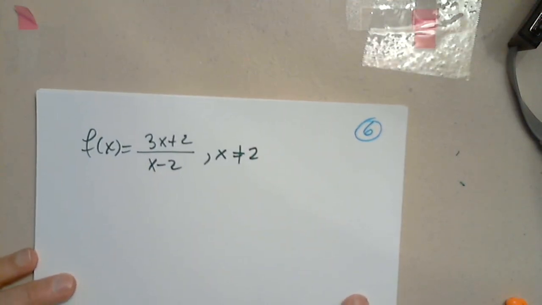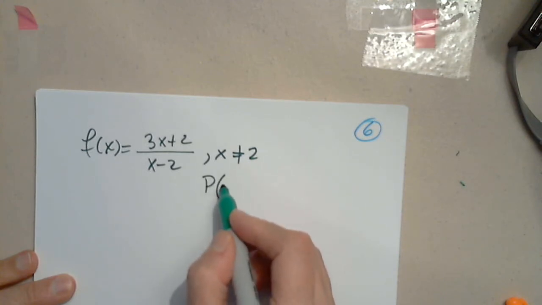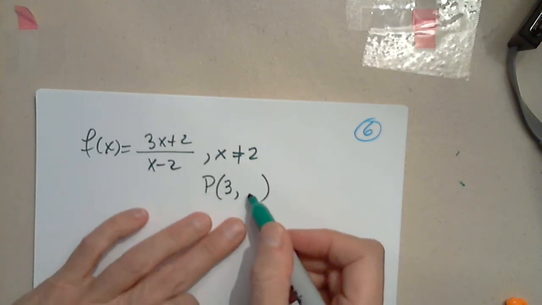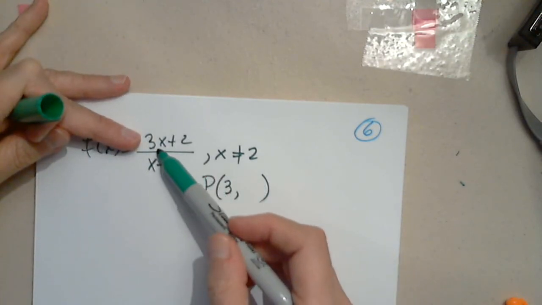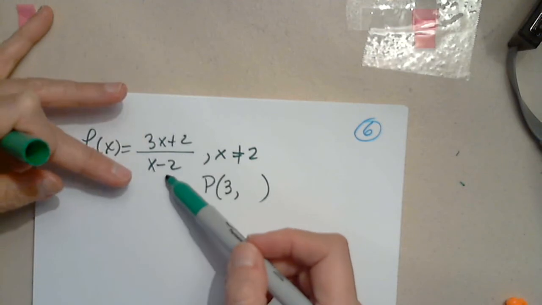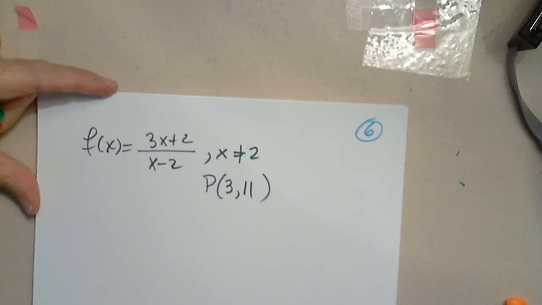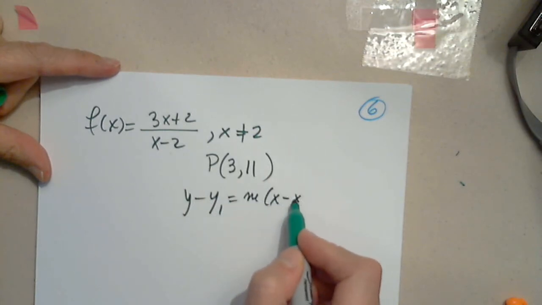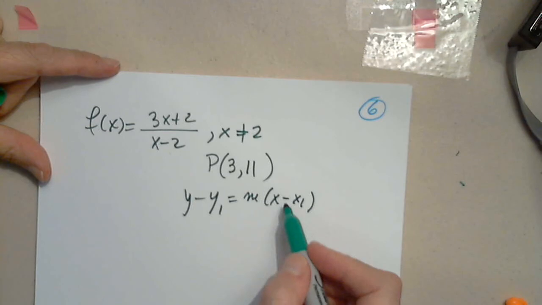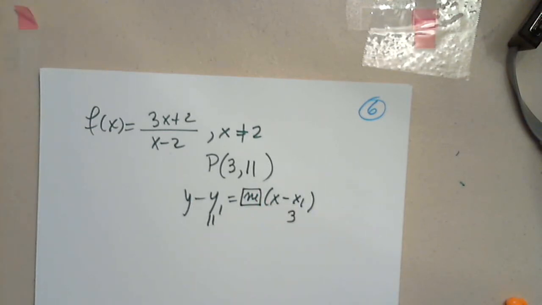Find the equation of the tangent line to the graph when x equals 3. So there is a point when x equals 3, but I'm not given the y value, so I'll plug it in. 3 times 3 is 9 plus 2 is 11, divided by 1 is 11. So I'm getting that ready. And I know that I have y minus y1 equals the slope times x minus x1, right? And this is (3, 11). But what I don't have is the slope.